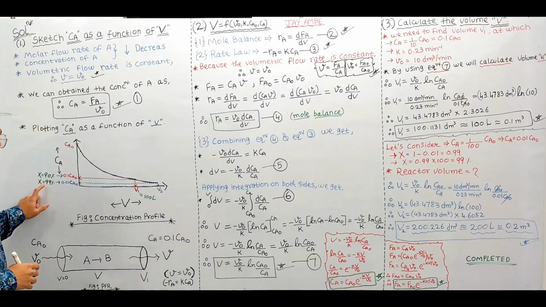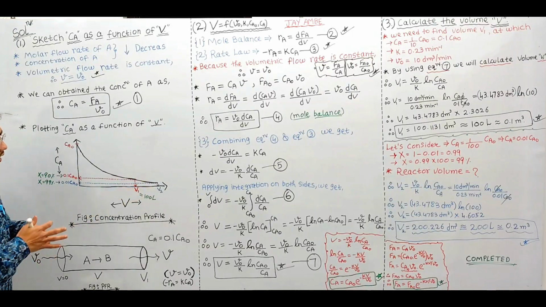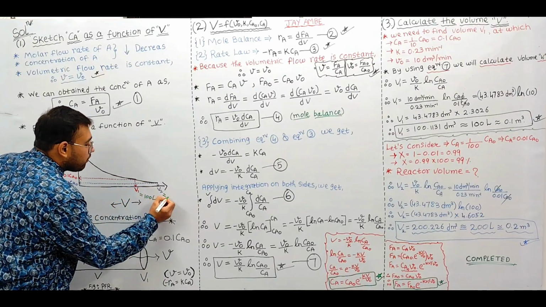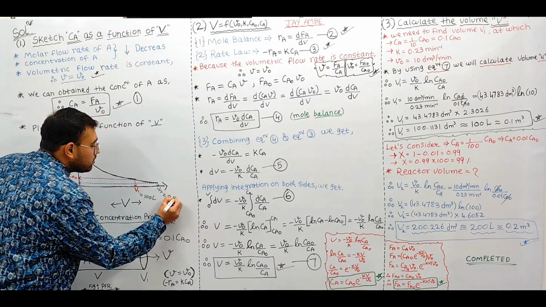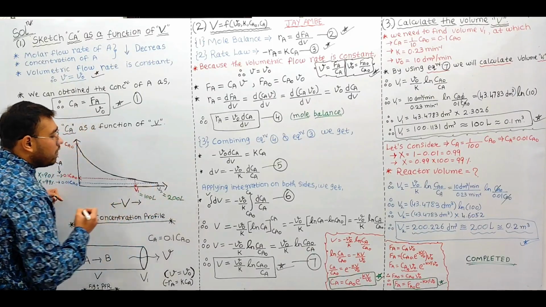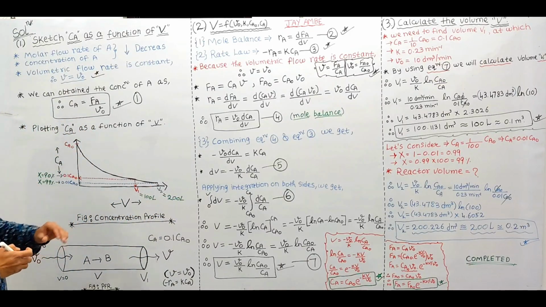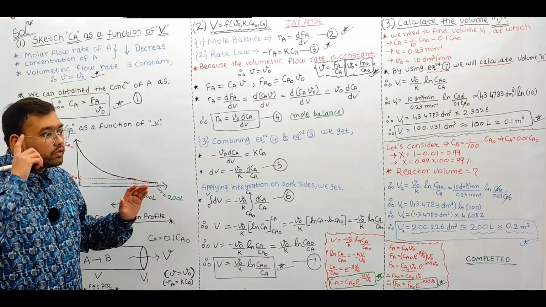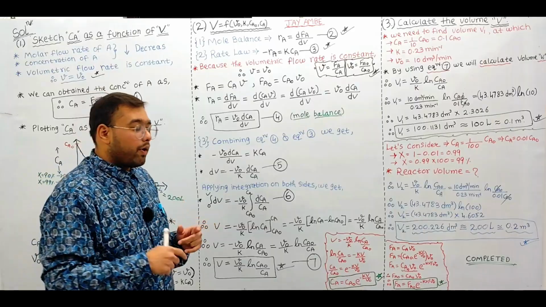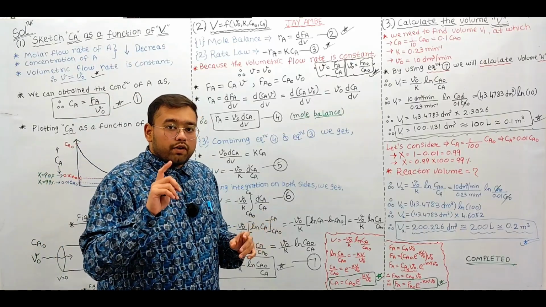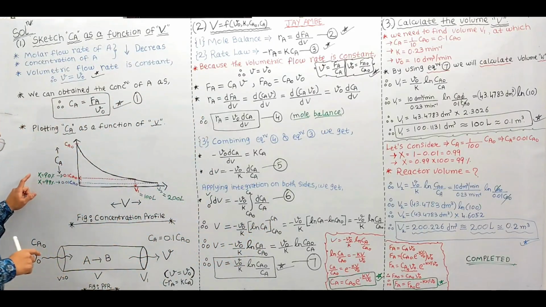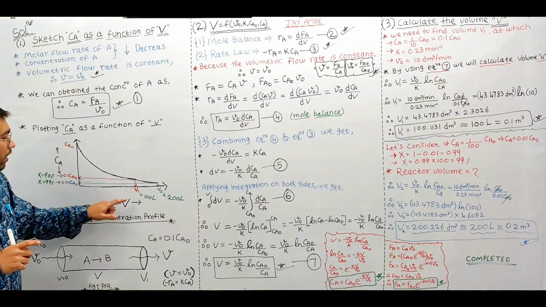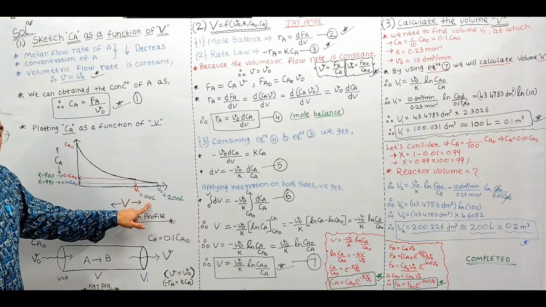In order to achieve 99% conversion, we require 200 liters of Plug Flow Reactor volume. Now, one question which arises in mind is, for conversion of 90%, we required only 100 liters of volume, right?